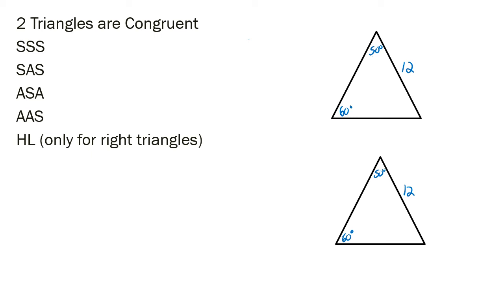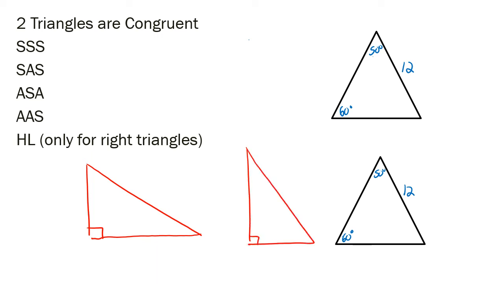The last one is HL. HL is referring to hypotenuse leg, and that only applies to right triangles. So if you have two right triangles, and you can show that, say, this leg is 5, this leg is 5, the hypotenuse is, say, 13, and this is 13. If you can notice that it's a right triangle and corresponding legs here are congruent and the corresponding hypotenuses are congruent, then you can say for certain that these two triangles are congruent.